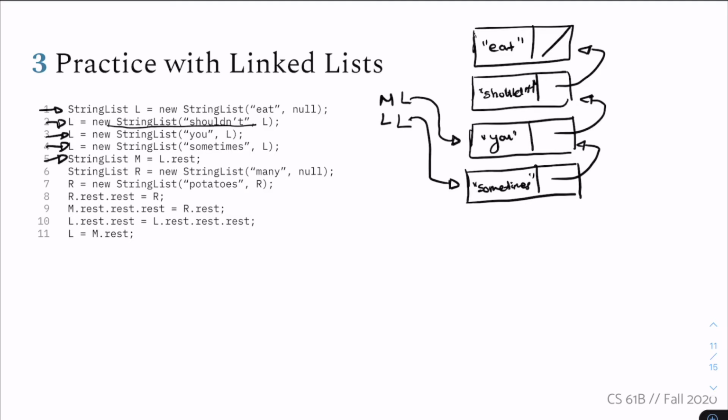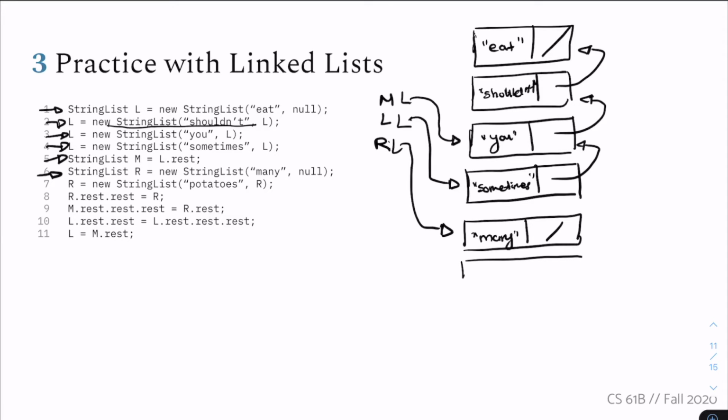Now, we're going to create another string list called R, and we're going to create a string very similar to the way we did before. Many, null, and we set R equal to that. And then we create another string list object, potatoes, and we set potatoes.rest to point at many, and then we just move this R pointer down again.